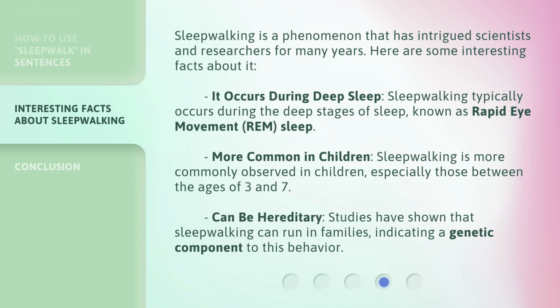More common in children. Sleepwalking is more commonly observed in children, especially those between the ages of 3 and 7. Can be hereditary. Studies have shown that sleepwalking can run in families, indicating a genetic component to this behavior.